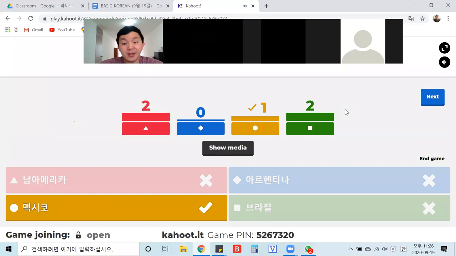So as I said, if you already know how to read Korean, it will be more fun. But let me tell you, the red part is called Nam America, South America. And the blue part, Argentina. And this yellow part is Mexico, 멕시코. And the green part is Brazil. All these things are Konglish, as you can see.